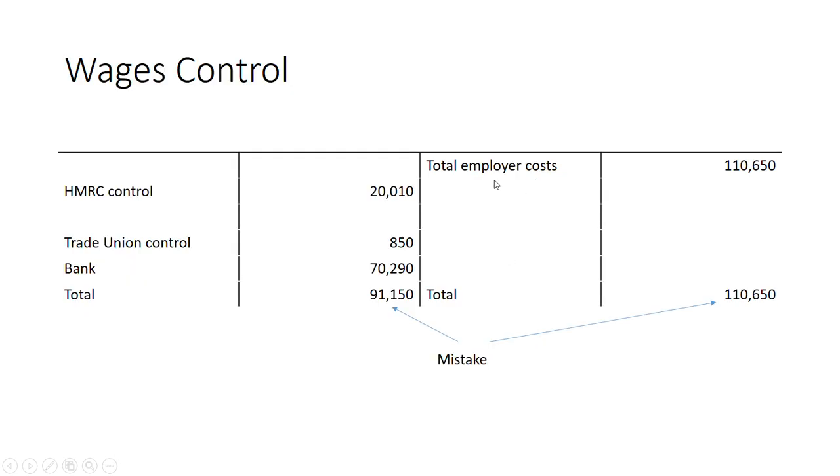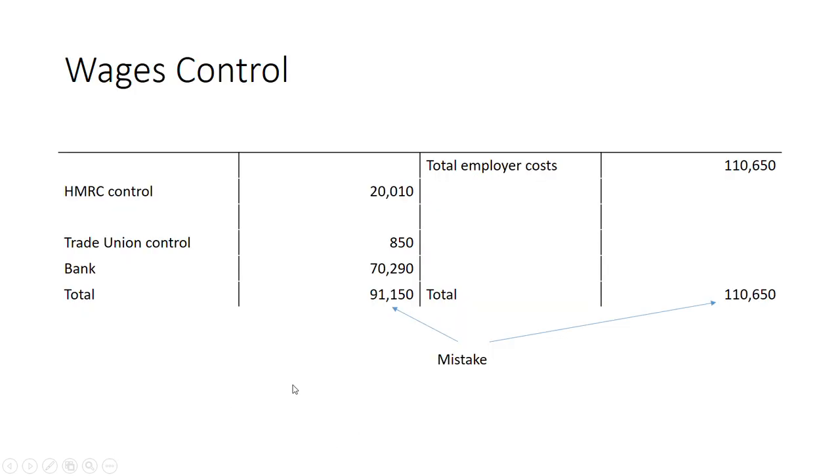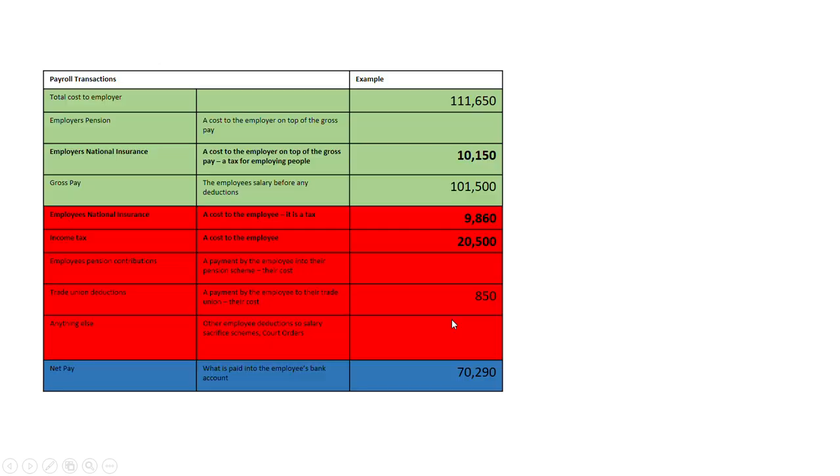I do my wages control account, and we will see that when I post these journals to the wages control account, this does not add up. I know that this is a mistake. So let's go back and check it then. Okay, that didn't add up. That's what it should have been. So I add those two together, and that's what the answer is there.